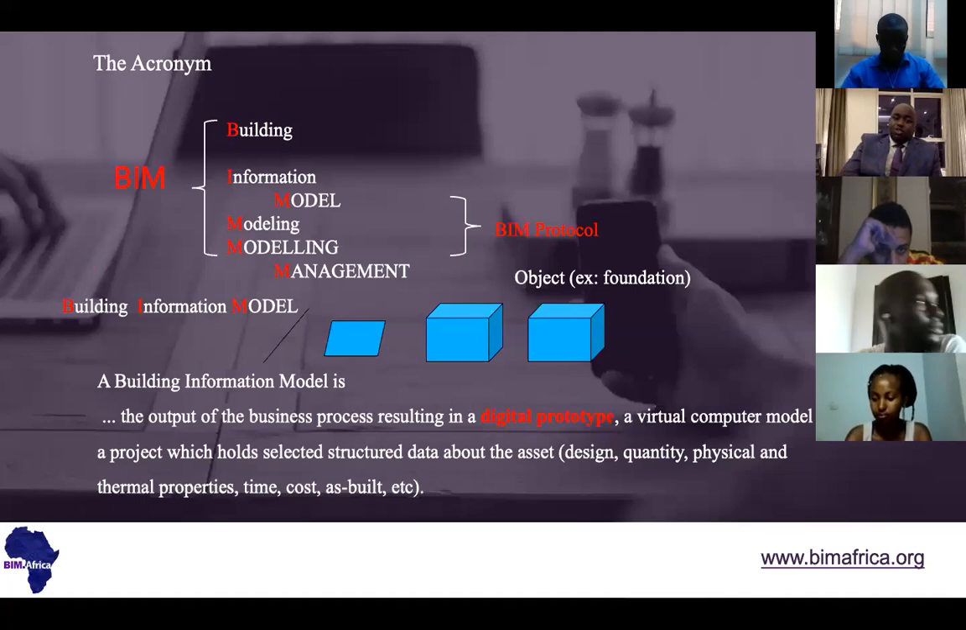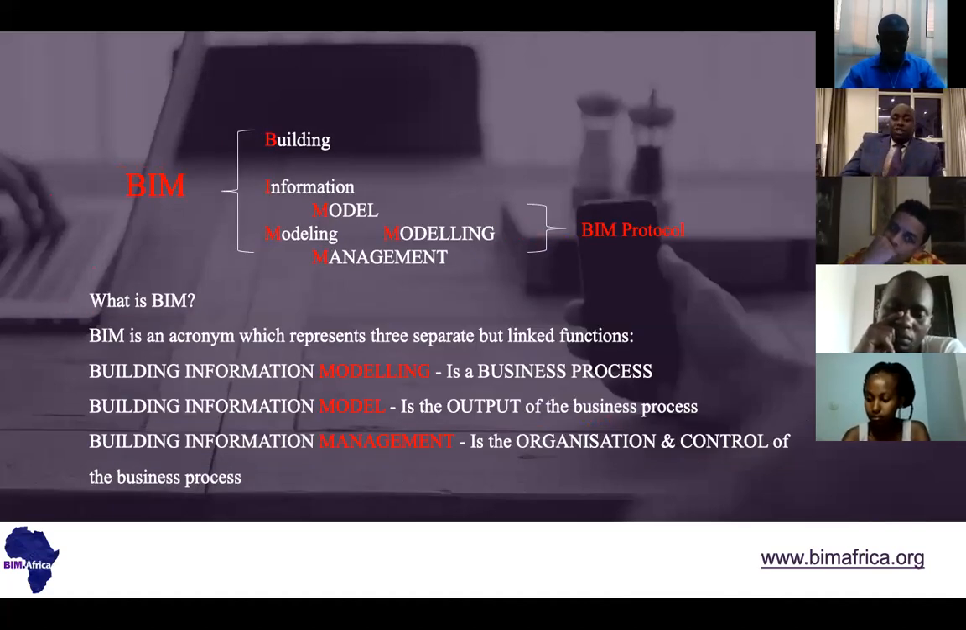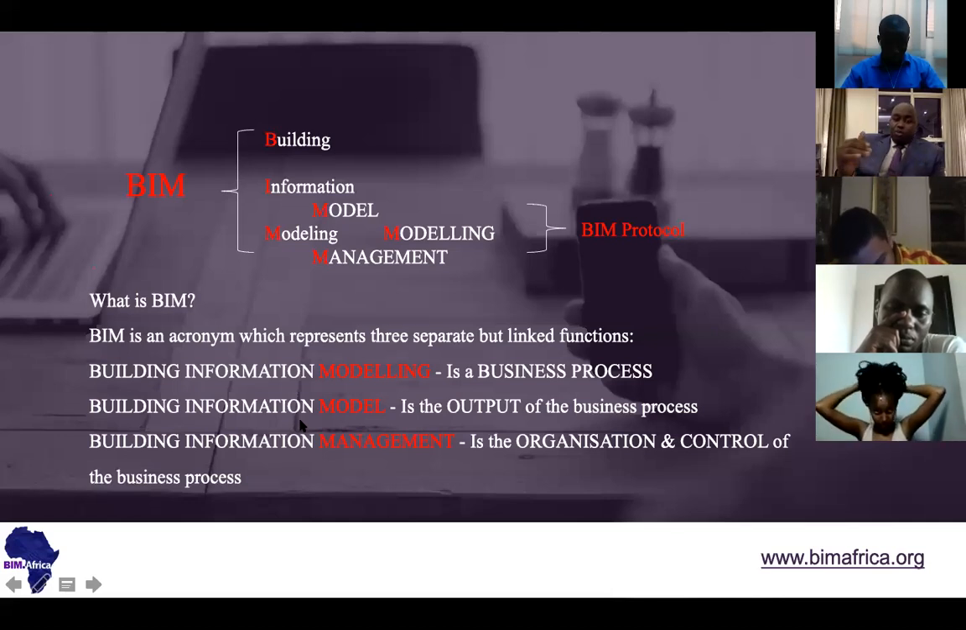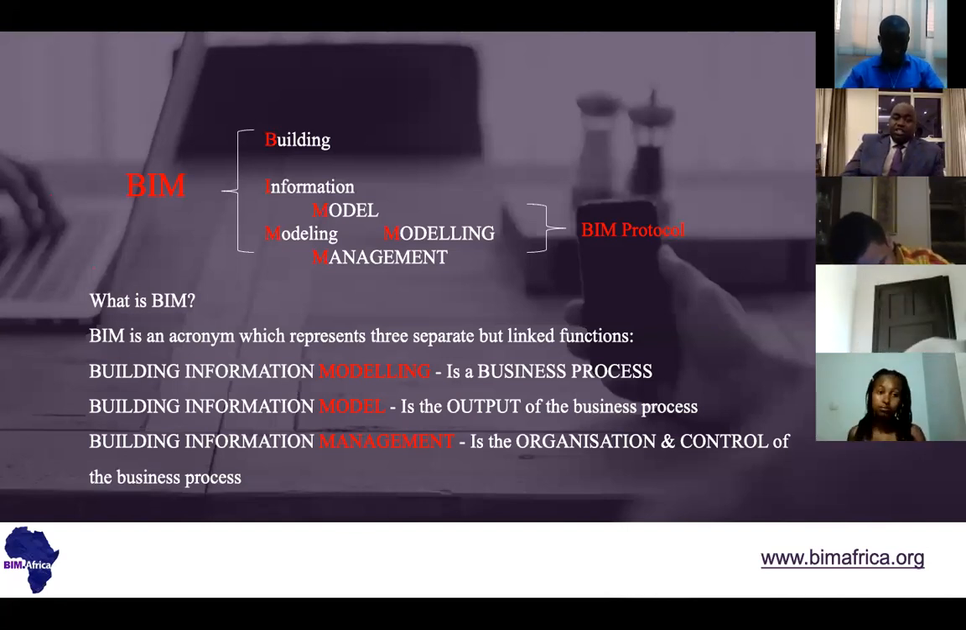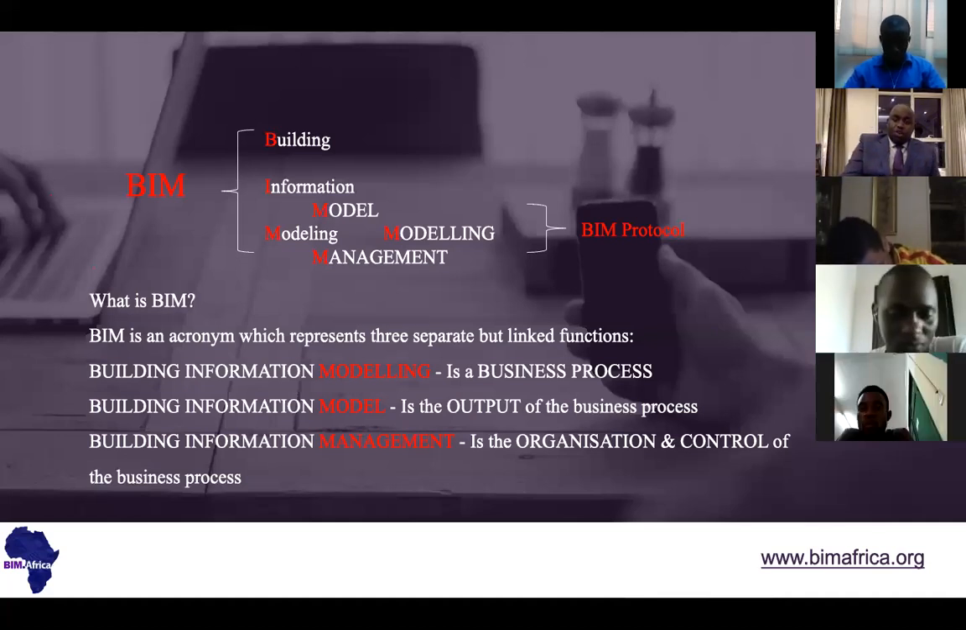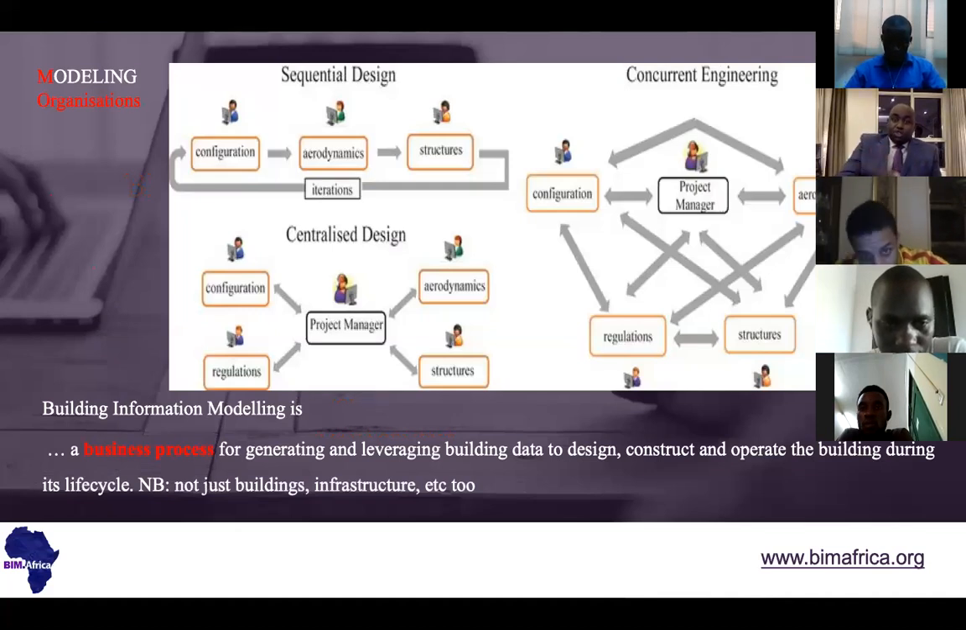The output is what you deal with as the building information model. Let's see the difference. If you say building information modeling, it means it's a business process. When you say building information model, it's the output of the business process. When you say building information management, it is the organization and control of that business process. And when you say BIM as a whole, you talk about the business process, the modeling as a concept, modeling organization.